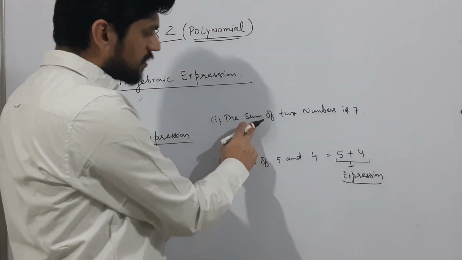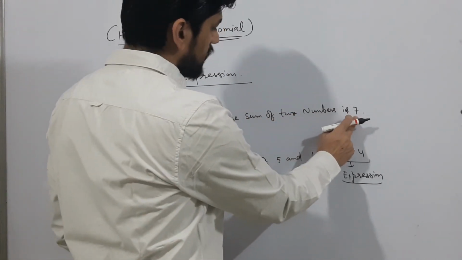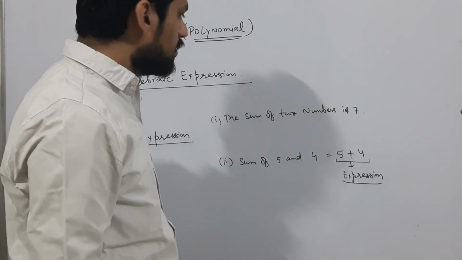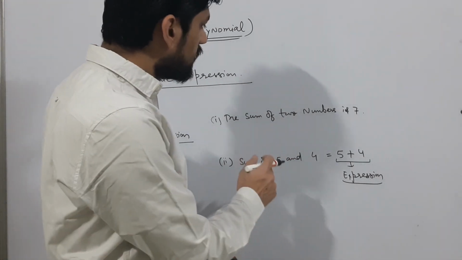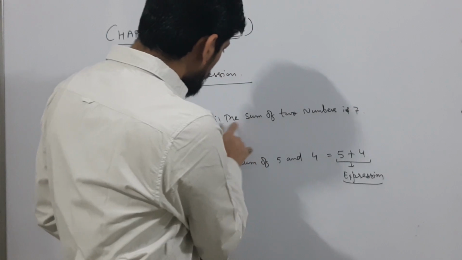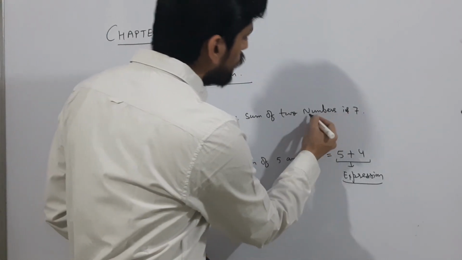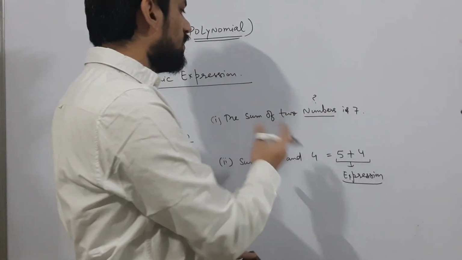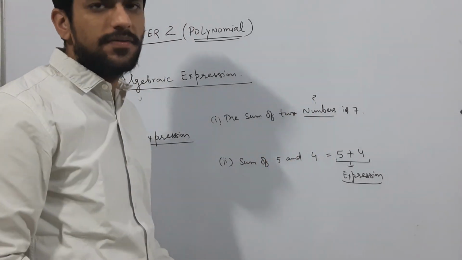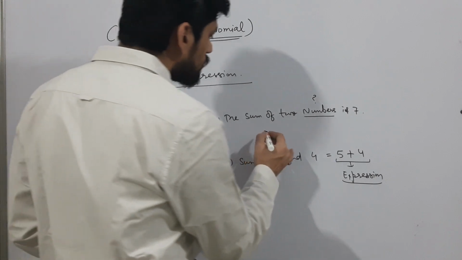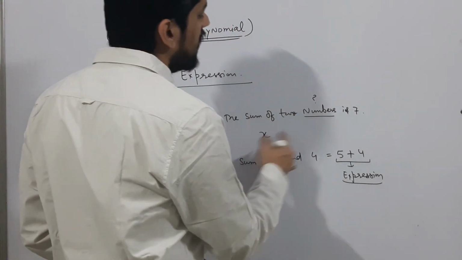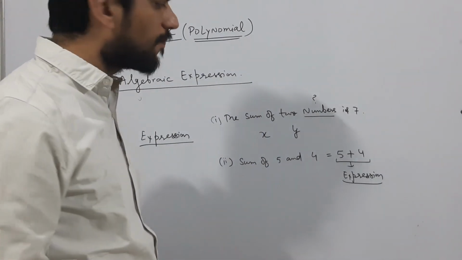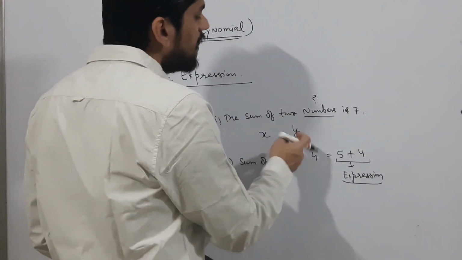Now, what about this? The sum of two numbers is 7. Again, this is a statement. How will you express this in mathematics? See, it is written here: the sum of two numbers is 7. So we don't know what the numbers are. Whenever you don't know the quantity, you take it as a variable quantity. So let us take the numbers x and y. These are variables. These are also known as unknowns, which are represented by letters.